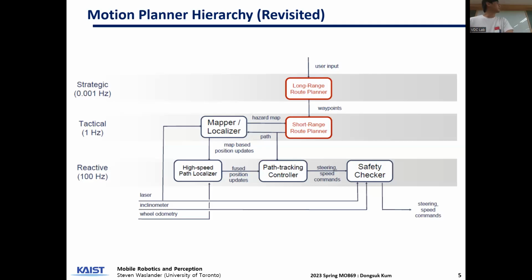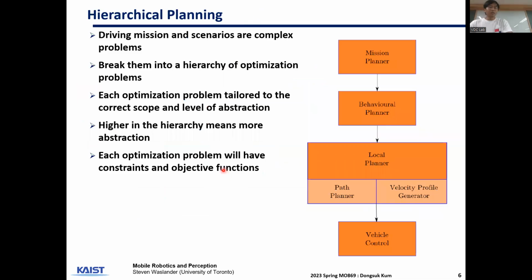So the next level is the short range route planner. Once you have the long range route planner, you can have a much shorter range in your planning horizon. And this may require you to run it at a higher frequency, generally 1 hertz. Then for the local path planner at the lowest level, you need this to be highly reactive, mainly for safety. So generally it is set to 100 hertz.